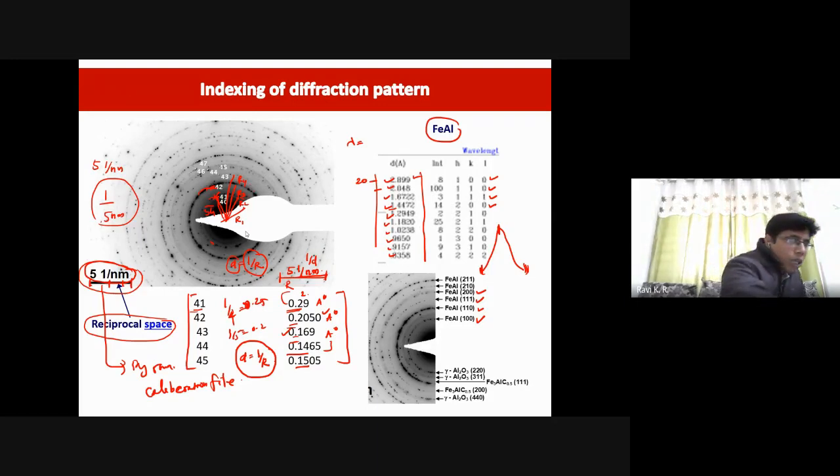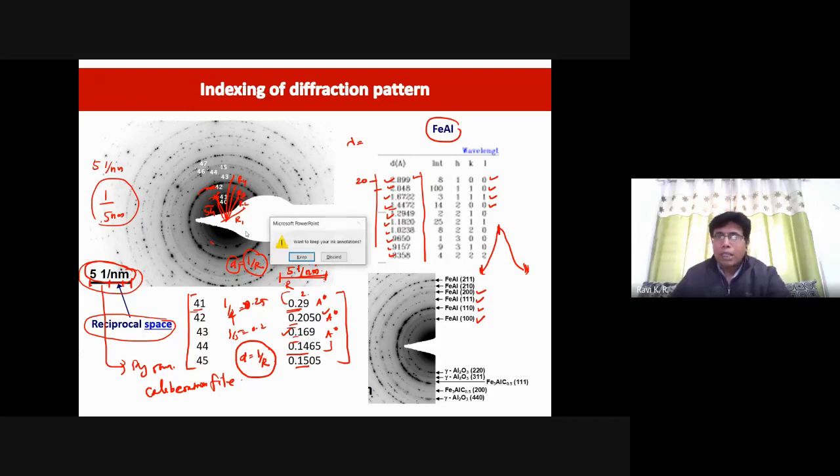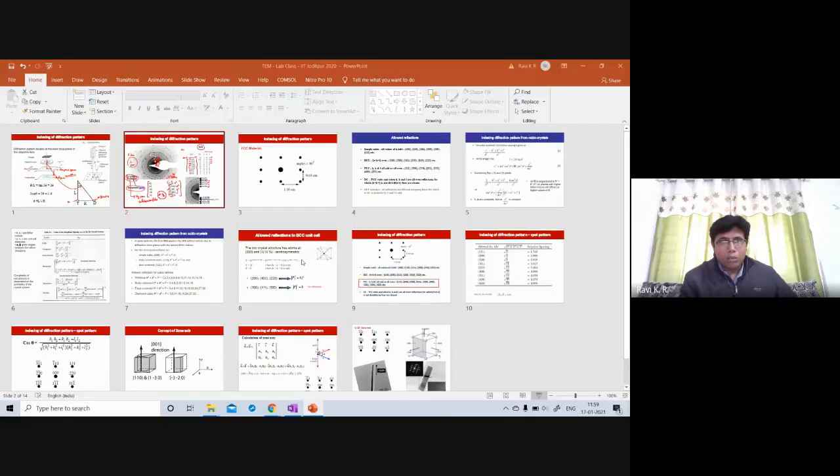So this is what the ring pattern is all about. But the spot pattern is not that straightforward. That I'll teach you, but it doesn't require any software. You need only one pencil and a scale. That's all. Then you can do that entire calculation.